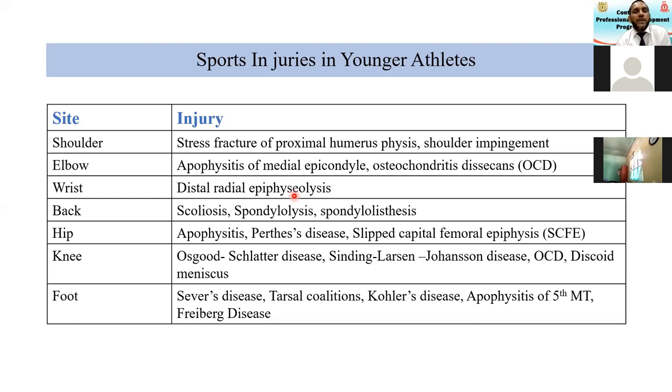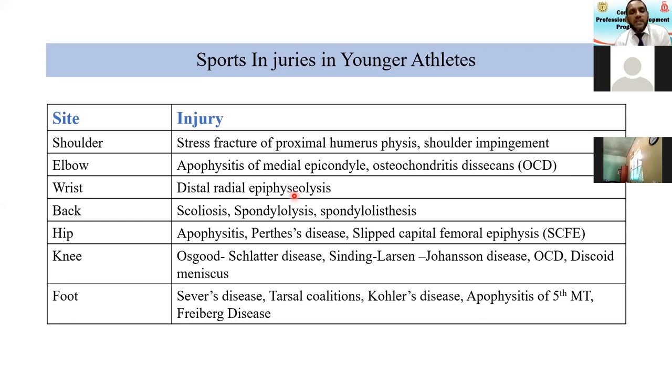The hip pain, we discussed apophysitis, and other conditions are Perthes disease, which is also an osteochondrosis affecting the hip, and then the other condition which we discussed, slipped capital femoral epiphysis, where there is slippage of the upper capital femoral epiphysis, especially in adolescent fat males.